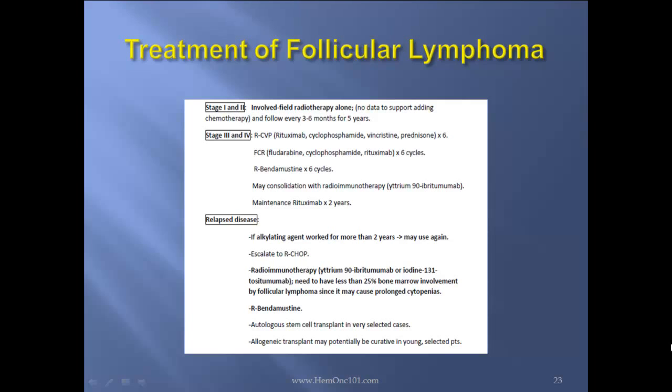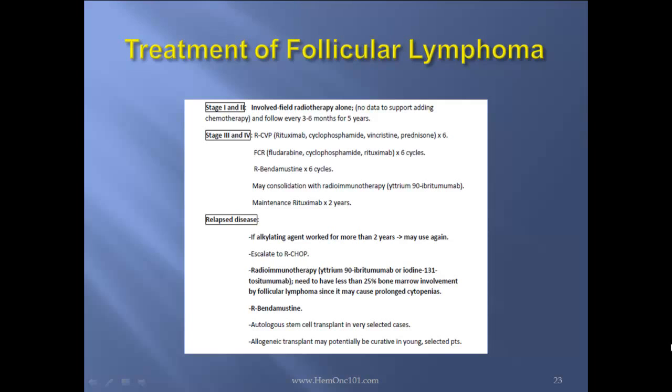R-CVP, which includes rituximab, cyclophosphamide, vincristine, and prednisone, or FCR, fludarabine, cyclophosphamide, rituximab times 6 cycles, or bendamustine times 6 cycles, and may consolidate with radioimmunotherapy such as yttrium-90 ibritumomab, and maintenance rituximab for 2 years. Remember, follicular lymphoma, there's maintenance rituximab.